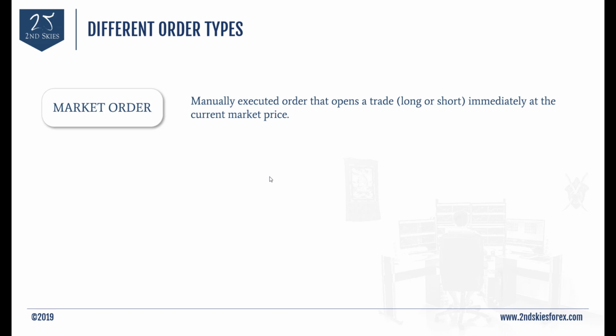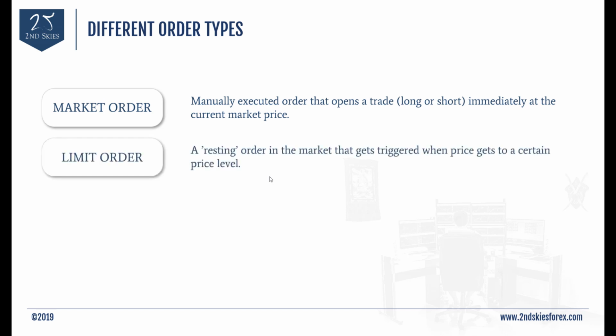The first one would be what's called a market order, which is a manually executed order that opens a trade, a long or short, immediately at the current market price as soon as you hit the buy or the sell button. The second order type to get you into a position is called a limit order, which is a resting order in the market that gets triggered when price gets to a certain price level which you have defined in advance. Let's go back to MT4 and have a look how you place these two types of orders.